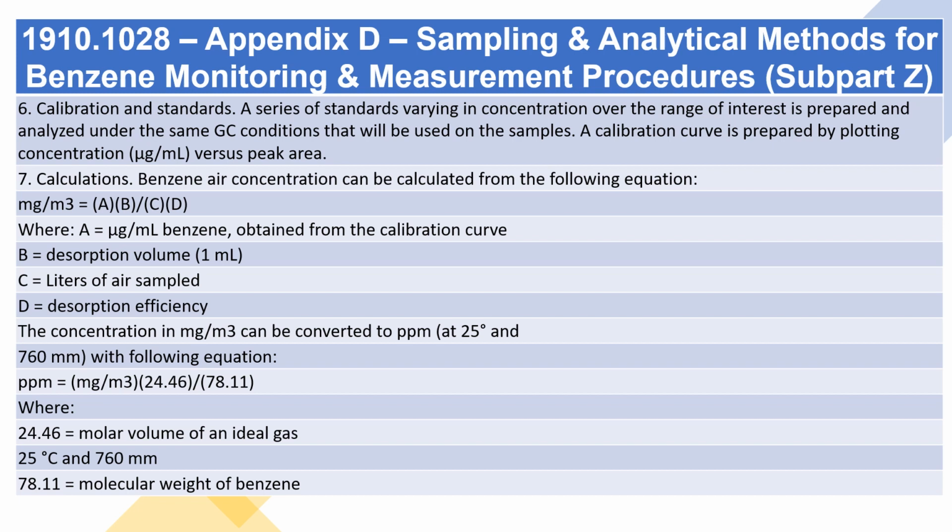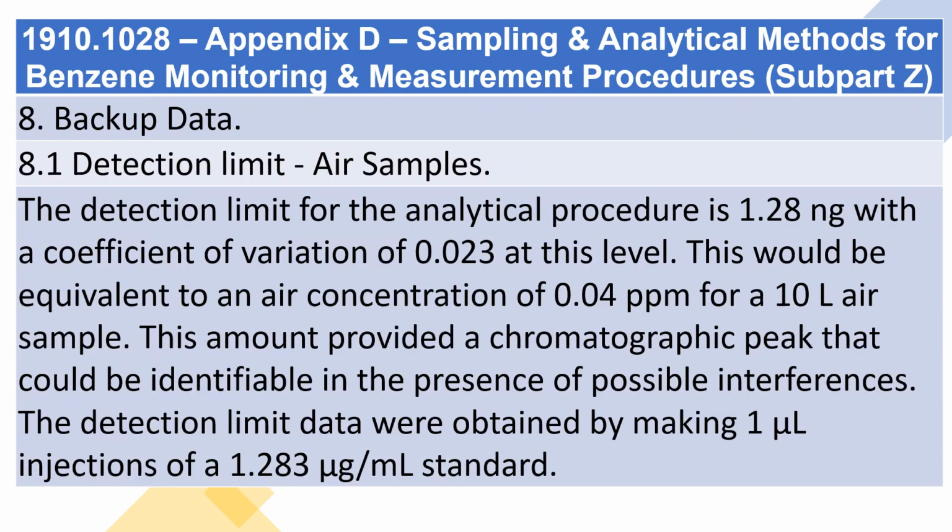ppm equals mg/m3 times 24.46/78.11, where 24.46 equals the molar volume of an ideal gas at 25 degrees Celsius and 760 millimeters, and 78.11 equals the molecular weight of benzene. 8. Backup data.